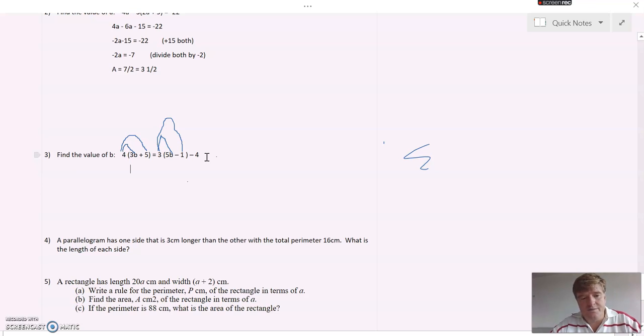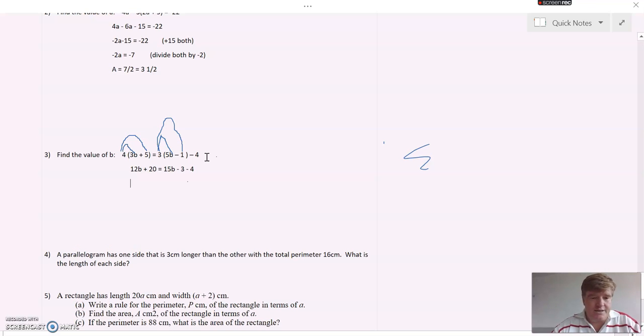Okay, 4 times 3b is going to give us 12b, and 4 times 5 is 20 on this side. And on this other side, 3 times 5b is going to give us 15b, and 3 times negative 1 is minus 3, and then minus 4. So let's just get those little like terms together. 12b plus 20, there's nothing we can simplify on this side. 15b, there's only one 15b on the other side. Minus 3 minus 4 gives us minus 7.